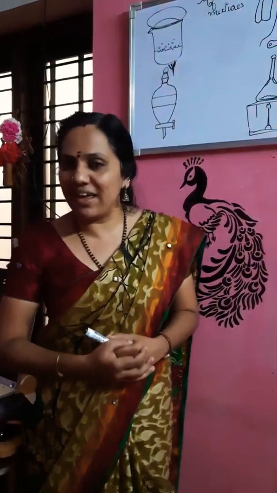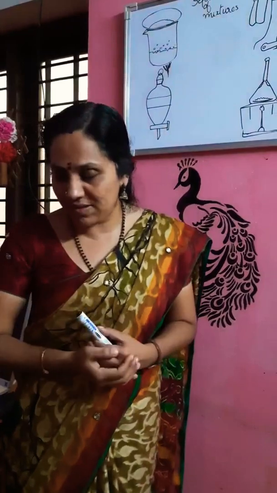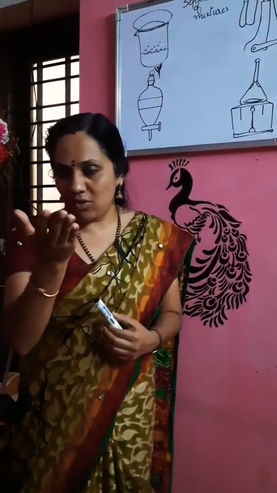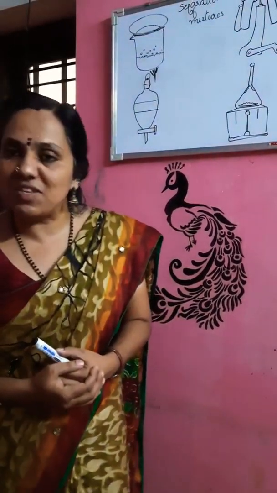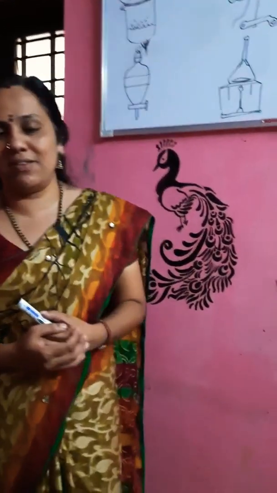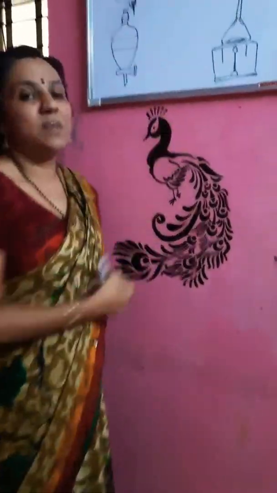For example, if you are taking oil and water, whatever mixing we do, if you keep it at rest for some time, you can see two different layers. The oil layer will be at the top and the water layer at the bottom, so the boundary is clearly visible. Such mixtures are called immiscible solutions. For these immiscible solutions, we use the technique of a separating funnel.